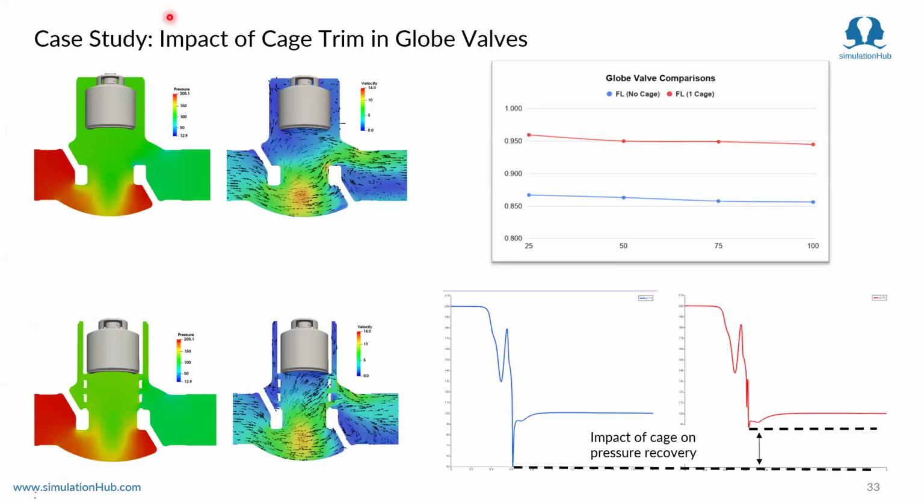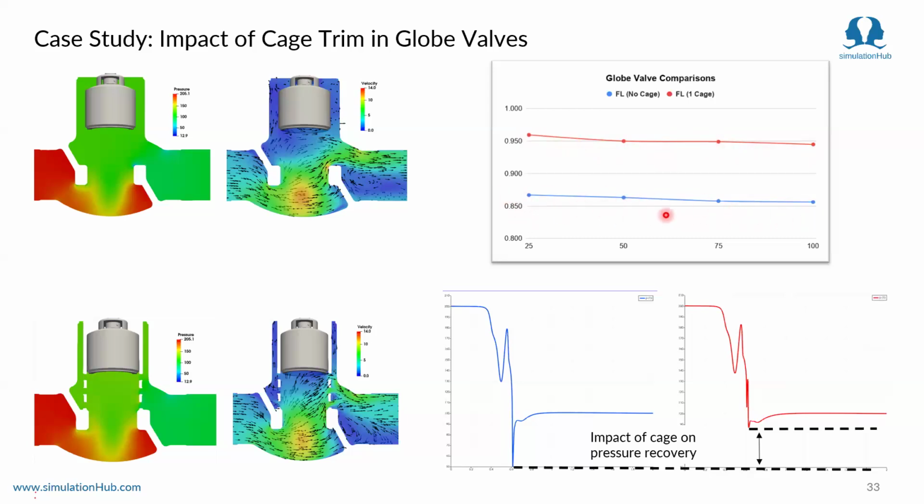Yeah, thank you, Akshay. So, in this case study, we will be looking at the impact of cage trims in globe valves. So, there are two globe valves in this case study, one with no cage and one with a cage, and both the valve models were run with the same case setup. So what we observe here is that the FL value remains consistently higher across all openings with a cage system as compared to a globe valve without a cage trim.